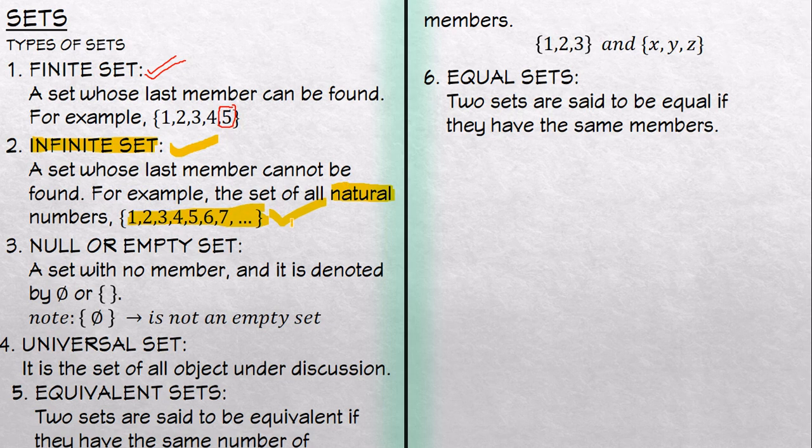Okay. Then the next type of set that we have to talk about is the null or the empty set. When we talk of the null or the empty set, it is a set with no elements or no members, and it is denoted by this symbol over here or the curly brackets without anything written inside it. So you are either going to use this symbol or the curly brackets without any member inside. Please make sure that you don't use both of them at the same time.